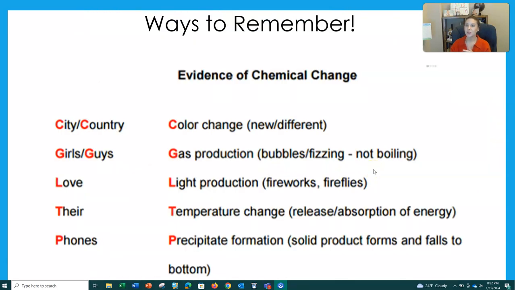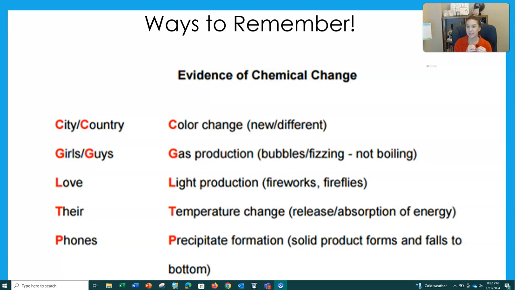So here are ways to remember chemical change, the evidence of a chemical change. You could say city girls love their phones, or country guys love their phones. City guys, country girls, whatever combination you want to think of. But I want you to remember CGLTP. So the first one, C, color change. It's going to be a new or a different color.